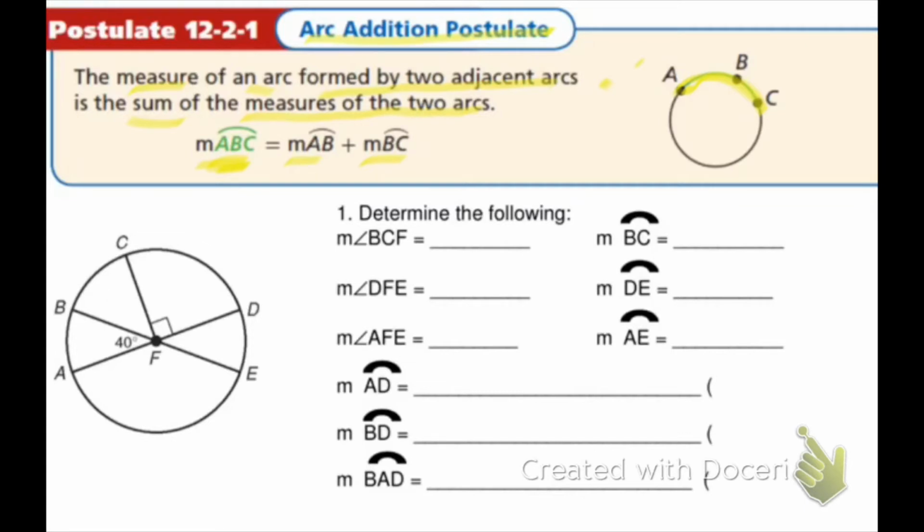Okay, so it's going to be equal to the sum of this arc plus this arc, and that will give me the entire arc. So let's go ahead and solve some of these questions. Determine the following. Let's look at the measure of angle BCF.